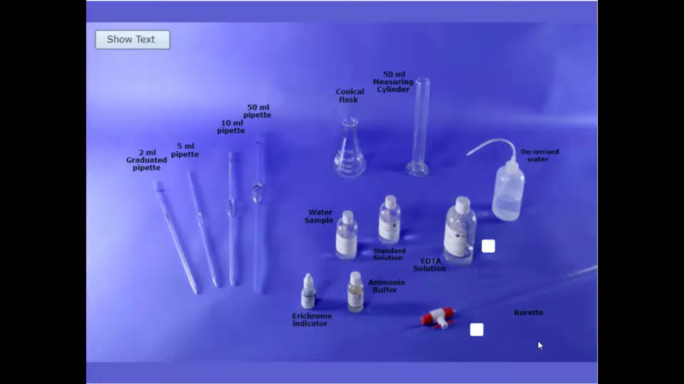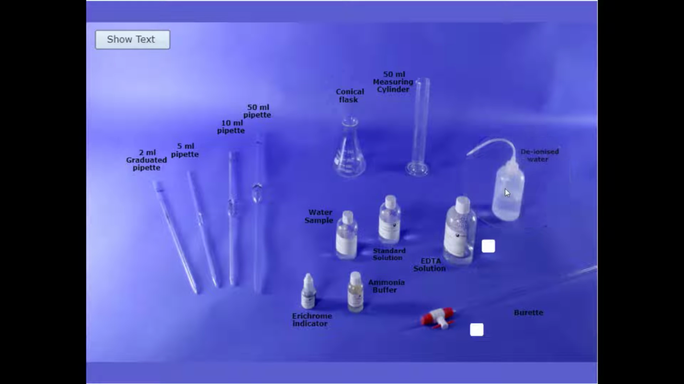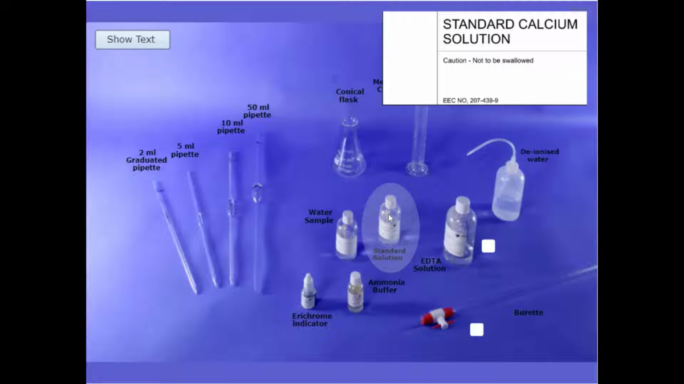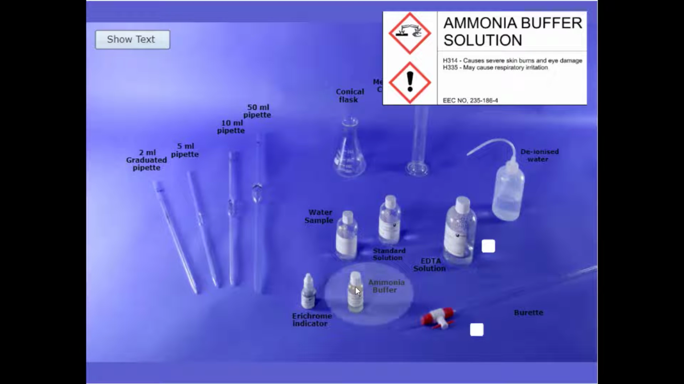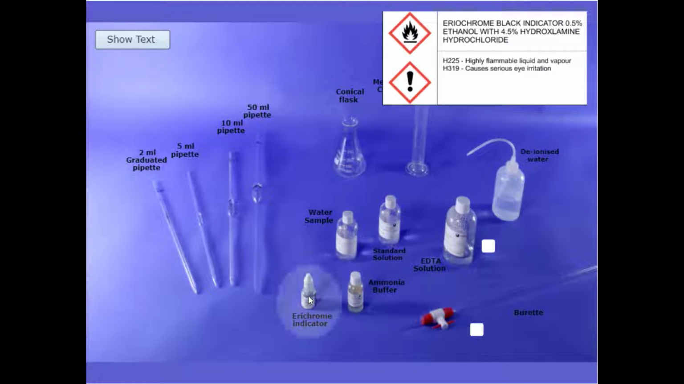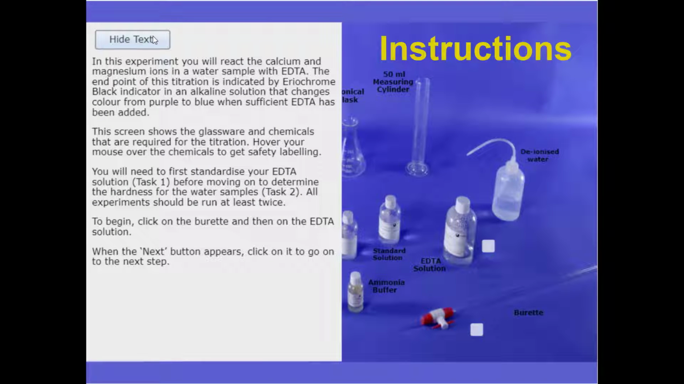On the bench, you have all the glassware and reagents needed for this experiment. There is a burette, EDTA solution, deionized water, a 50 milliliter measuring cylinder, a conical flask, a standard solution of calcium carbonate of a known concentration, a river water sample bottle, ammonia buffer, the indicator Eriochrome Black T, and a set of volumetric pipettes of varying sizes. There is help text available throughout the experiment with detailed instruction on each step of the procedure.